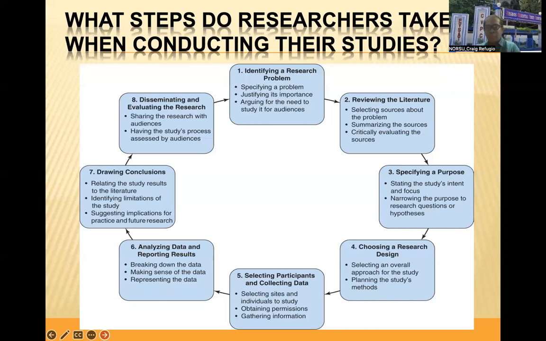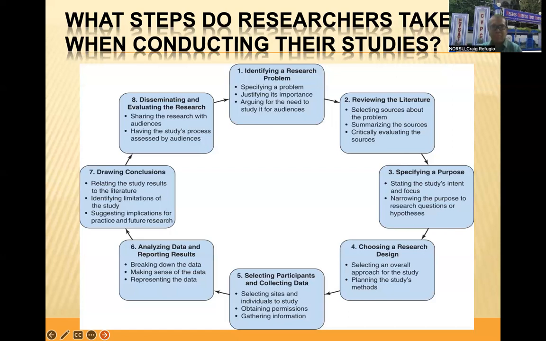Later, we're going to look at the specific qualitative research designs, the specific quantitative research designs, and the specific mixed research designs. The next one, number 5, is all about selecting participants and collecting data. So we look at the population of the entire study. You look at the entire population and define it. It must be a well-defined population.